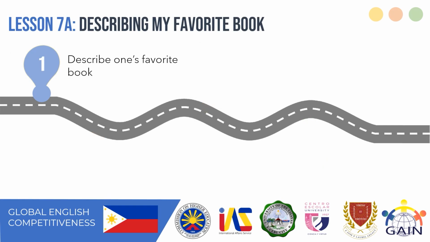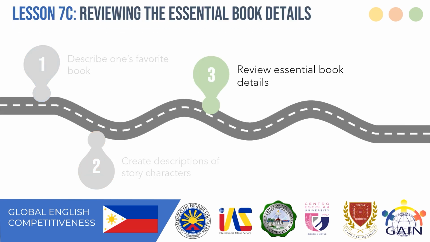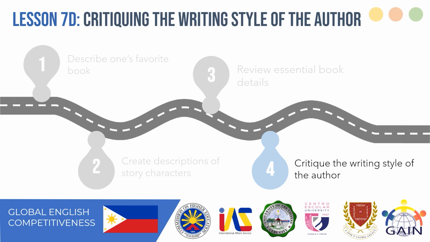As you can remember, we have already covered our first 3 can-do objectives. You already learned how to describe your favorite book. You also learned how to create descriptions of story characters. And in the previous lesson, we reviewed essential book details. Now let's focus on our 4th can-do objective for this unit, to critique the writing style of the author.